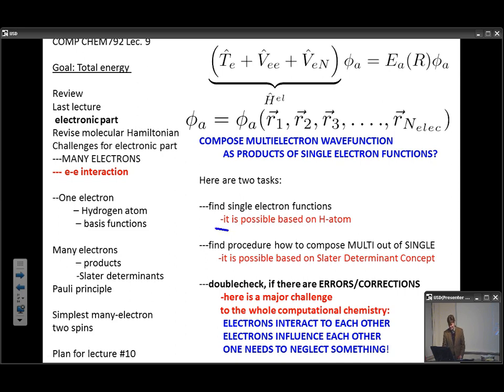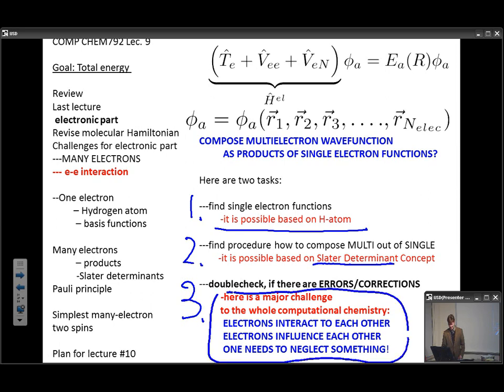For the first, we are focusing on the hydrogen atom to form our building blocks. For the second, there is a concept of so-called Slater determinants. And for the third one, we will address it later. There are several ways, and it is the core part of the course, how to address electron-electron interaction.